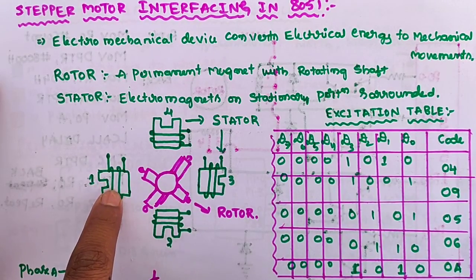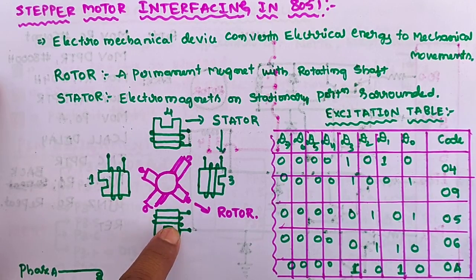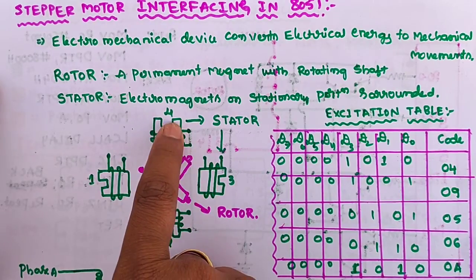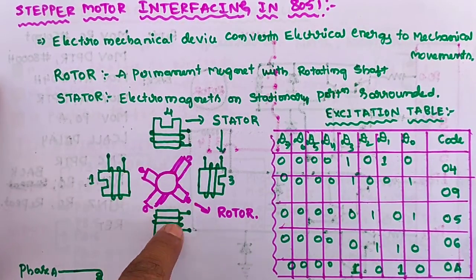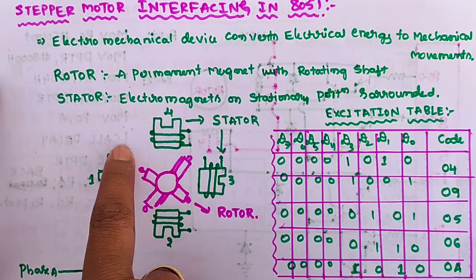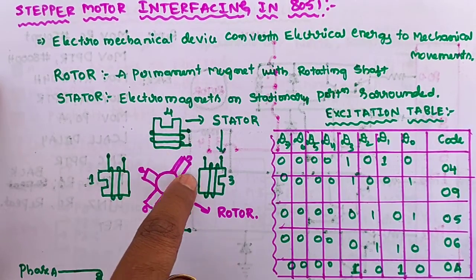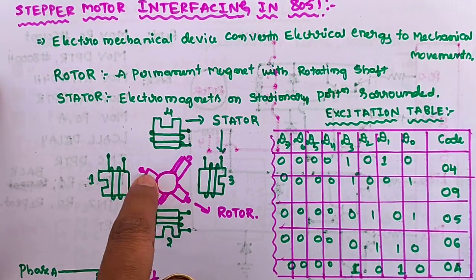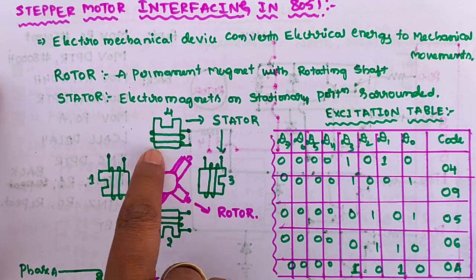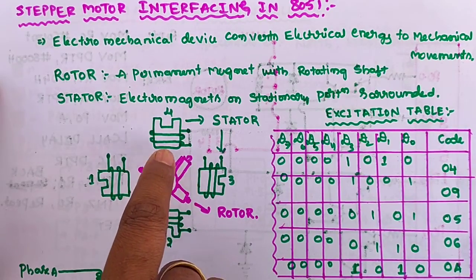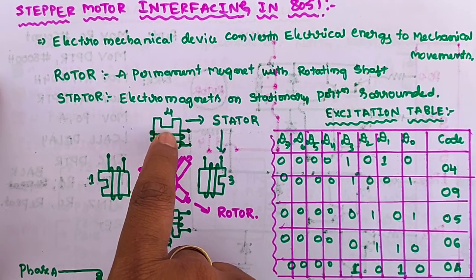So first energize stator 1, then stator 2, and then 3 and 4. Likewise, we circulate the electrical pulse through the stators to make the rotor rotate. So the rotor rotates by the application of single phase.